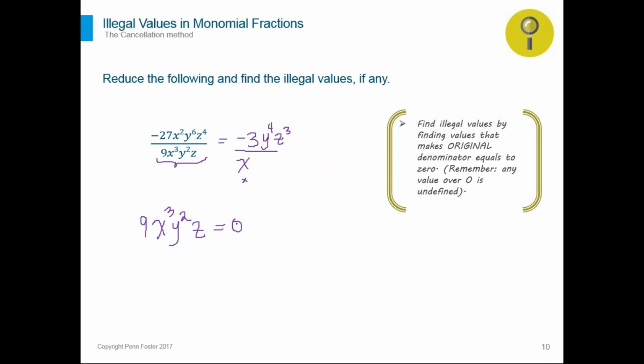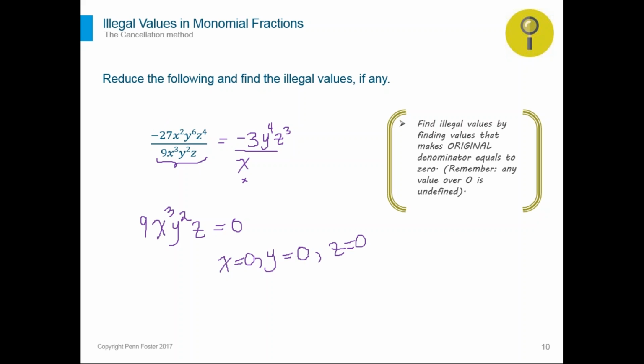Now remember, from the last webinar, we spoke about the zero property when we were solving equations. We said that the zero property, whenever you have quantities multiplied together and then equals to 0, means that any of those variables might be 0, because 0 times anything is 0. So that makes us say, well, x might be 0, or y might be 0, or z might be 0. Those values are not allowed in this fraction. So these are the illegal values.